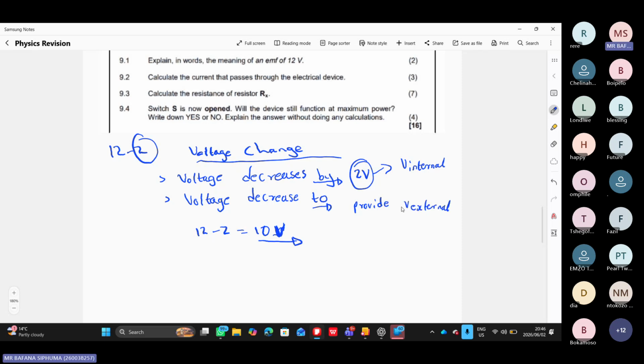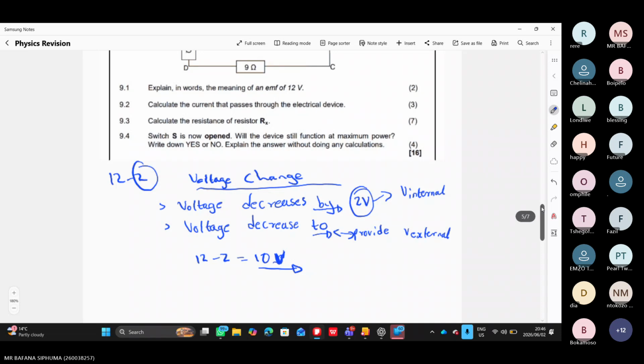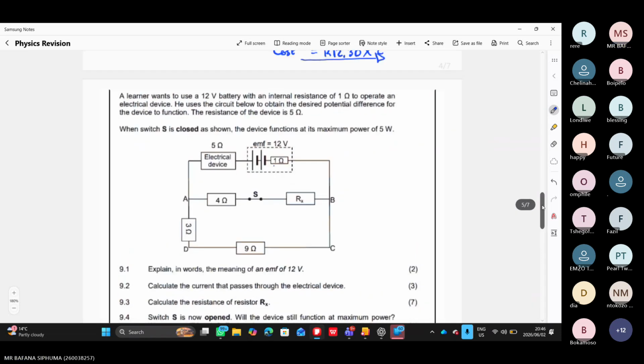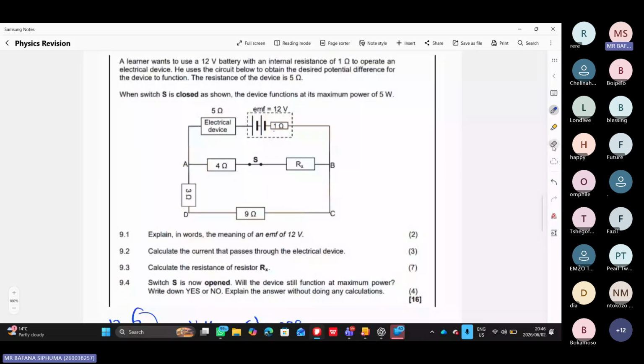This is the language they like to use nowadays. The language that almost ruined my career because I got 2 marks on that question, if I remember correctly. It was a June question paper, June 2025 for Limpopo. You can visit the paper, grade 12. Right there. But let's proceed with what we're doing now.